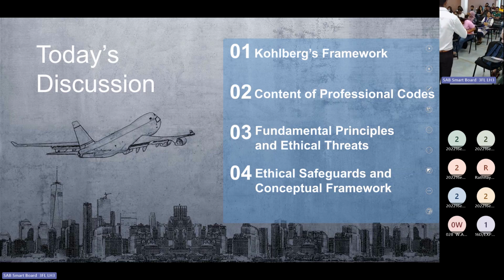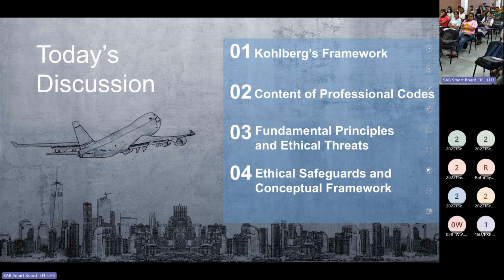So that is what we are going to discuss. First one is the Kohlberg framework. That is a kind of theory built by Kohlberg, right? A theory built after some thinking while studying, right? It applies a bit to ethics, right?